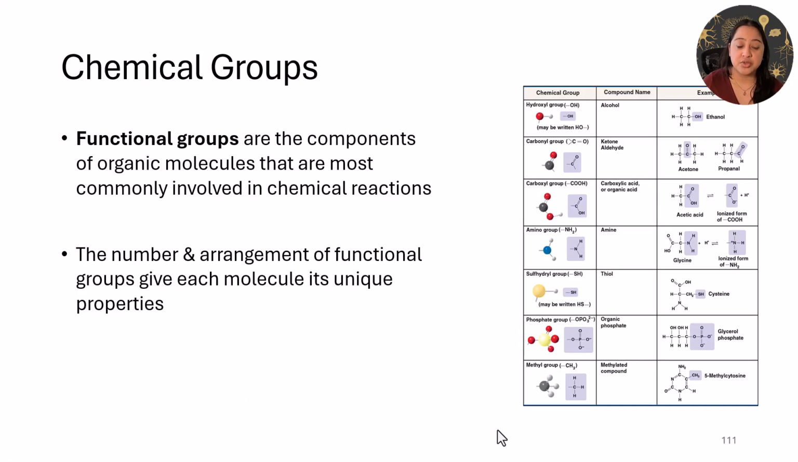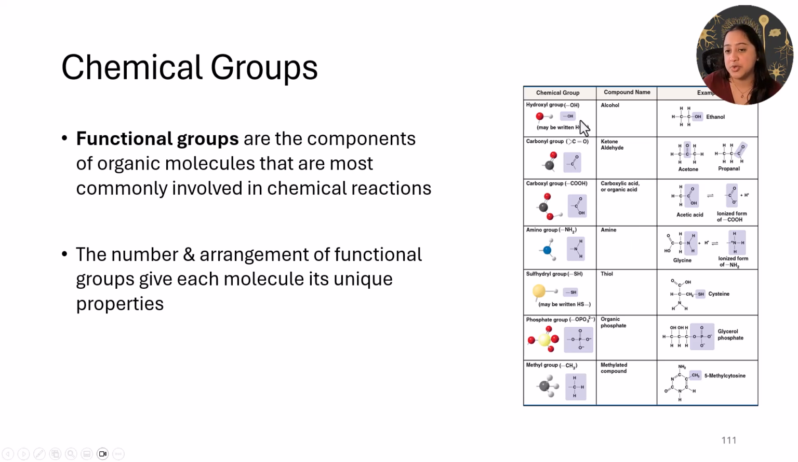Functional groups are the components of organic molecules that are most commonly involved in chemical reactions. They're specific parts of a molecule that interact a lot with other things. Each chemical group can be very different from the others. It's the number and arrangement of these functional groups that give each molecule unique properties. So here are some of the common chemical groups.